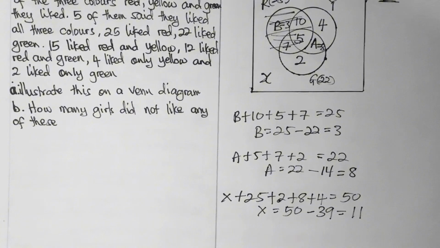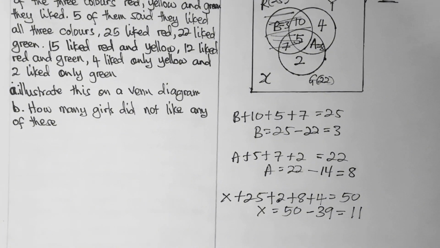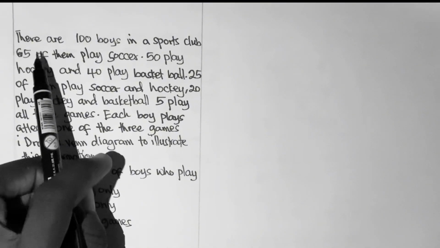So it means that the girls that did not like any of these are 11 girls. So let's continue with this question.